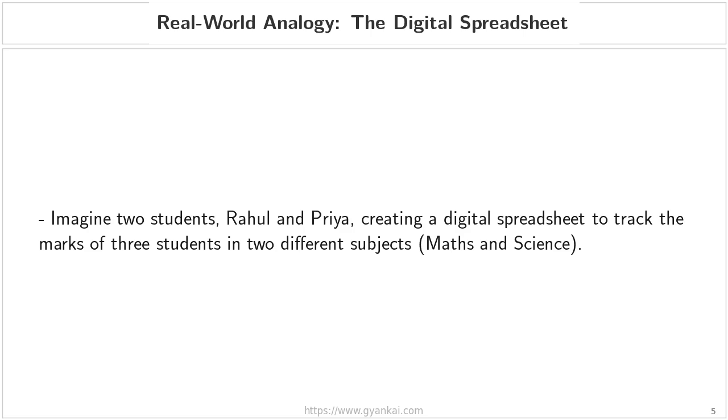Real-world analogy, the digital spreadsheet. Now that we have discussed the two mandatory conditions for matrix equality, let us put these theoretical concepts into a real-world perspective to make them easier to visualize. Imagine two students, Rahul and Priya, who are both creating a digital spreadsheet to track the marks of 3 different students in 2 specific subjects, mathematics and science.